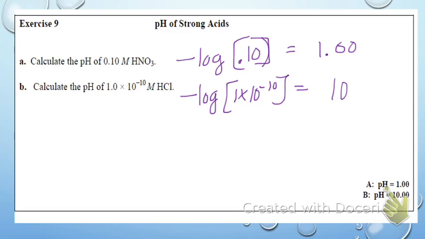Like 1 times 10 to the negative 1 is going to be a pH of 1. 1 times 10 to the negative 2 is going to be a pH of 2. Times 10 to the negative 3, you get the point? Now, if you start doing decimals, then it depends on how close you are to that next negative number. So if I have 1.7 times 10 to the negative 1, it's still going to be 1 point something.